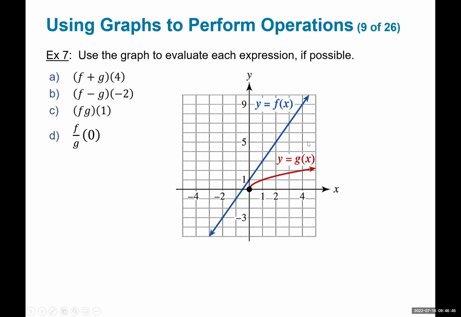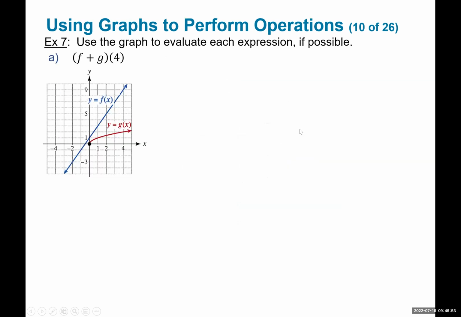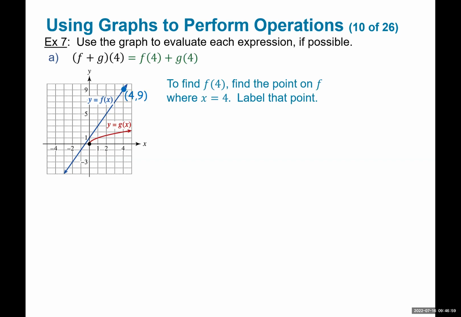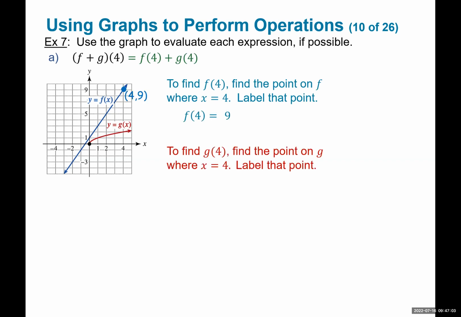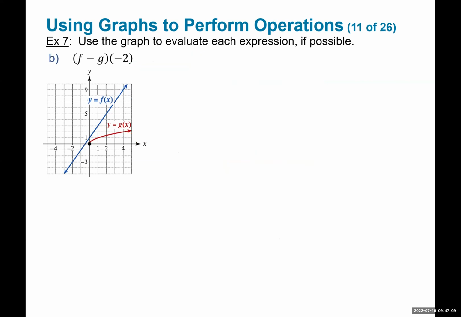So at 4, where's f of x? It is 9. At 4, where's g of x? It is 2. So we're going to do 9 plus 2 and make 11. So let's do that and show you what that looks like. That's 9. That's 2. So when we add them together, we get 11.